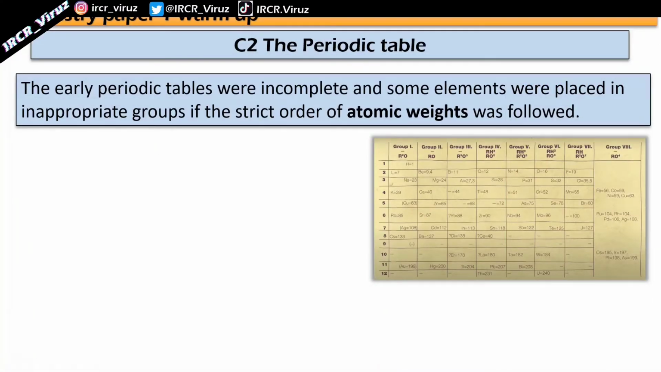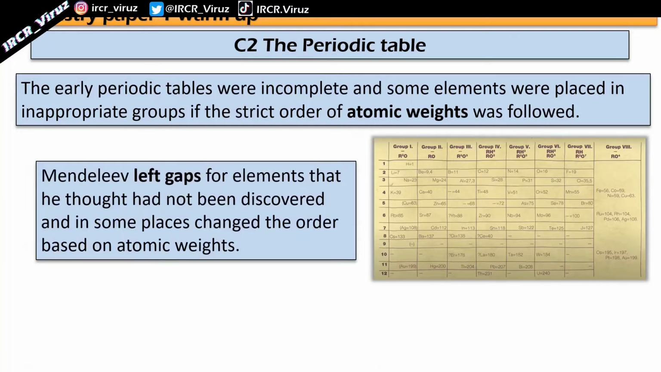Okay, in the early periodic tables, elements were incomplete, and some elements were placed in inappropriate groups if the strict order of the atomic weight was followed. So what we've got here is that basically a lot of the time, most of the scientists tried to come up with a periodic table. The tables were not completed, and as time went on and new elements were discovered, those periodic tables had to be altered, and they were never up to the job.